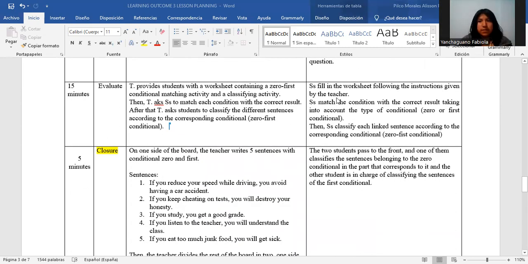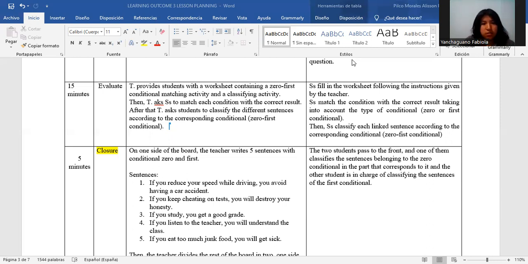Finally, we have the evaluate stage. The final phase provides an opportunity for students to review and reflect on their own learning. So the activity chosen for this stage was a matching and classifying activity. In this way, the learner develops their understanding and skills.